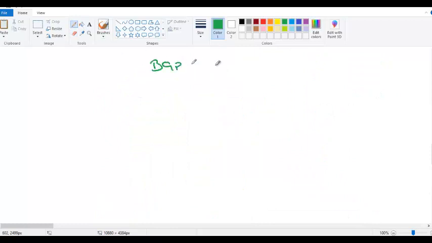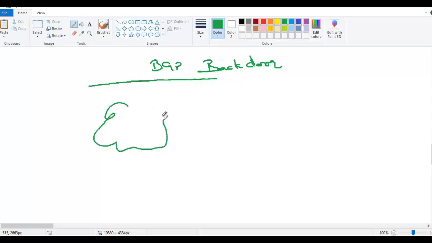BGP backdoor. In what situation is it used? Let's say you have an autonomous system here, another autonomous system here, another autonomous system here.